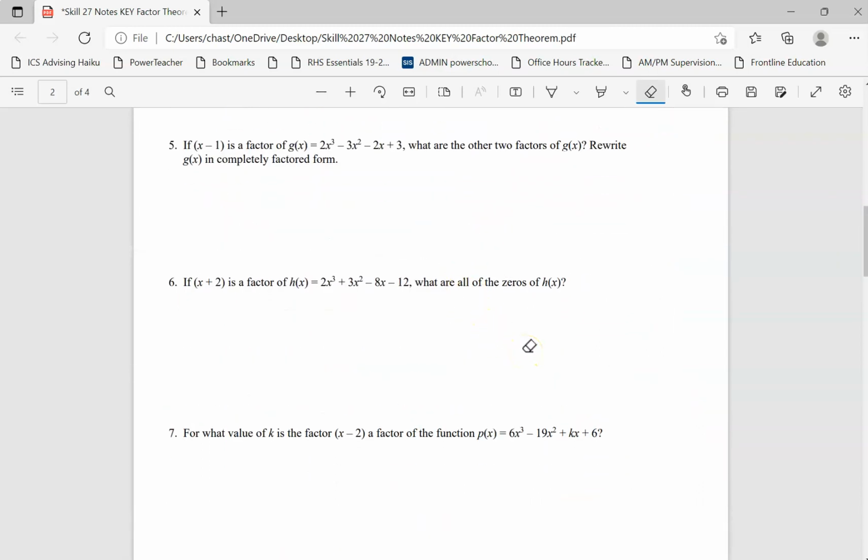So what we're going to do now is extend that a little bit. If x minus 1 is a factor of this function g of x equals 2x cubed minus 3x squared minus 2x plus 3, what are the other two factors of g? And rewrite g of x in completely factored form. So I'm going to stick the 1 on the outside, and I'm going to write the coefficients of g of x inside. There are no terms missing, so I can just go right into it. 2 times 1 is 2.